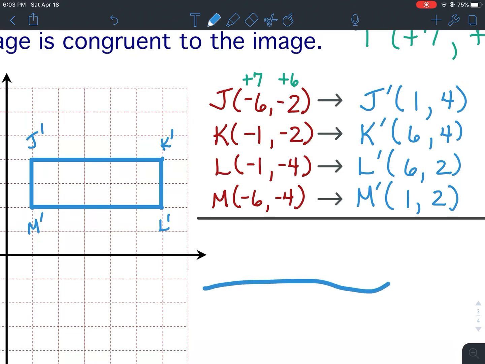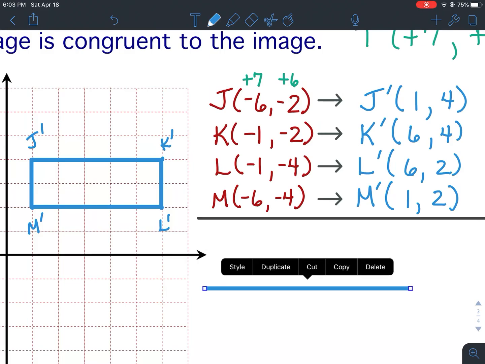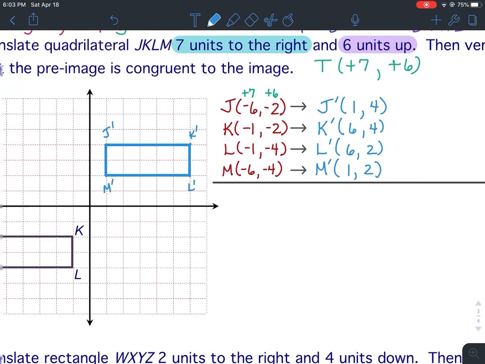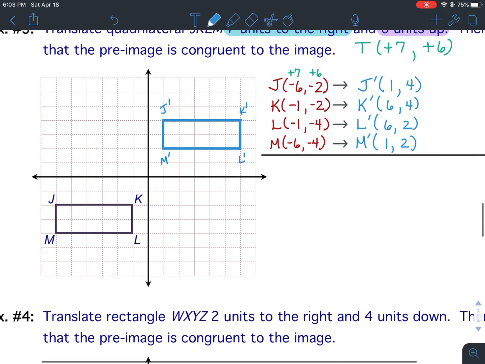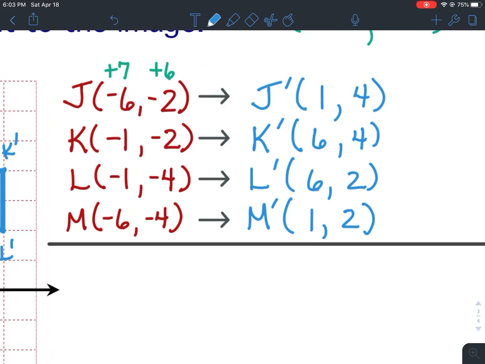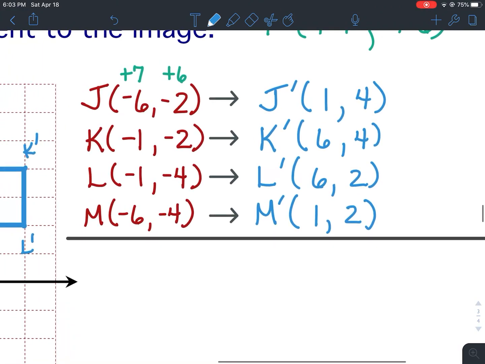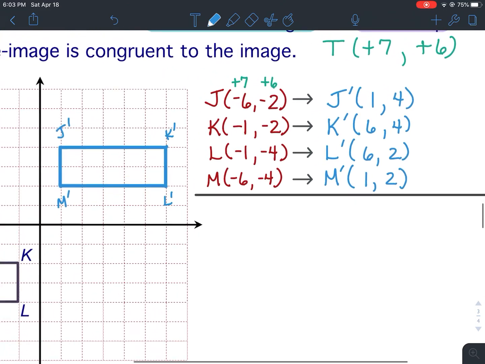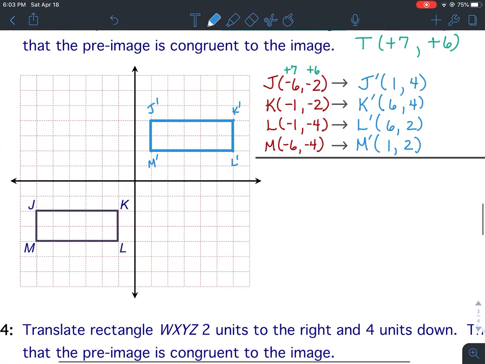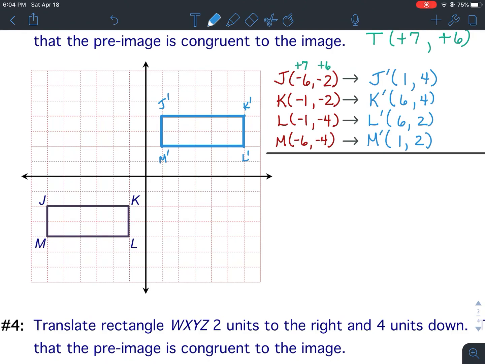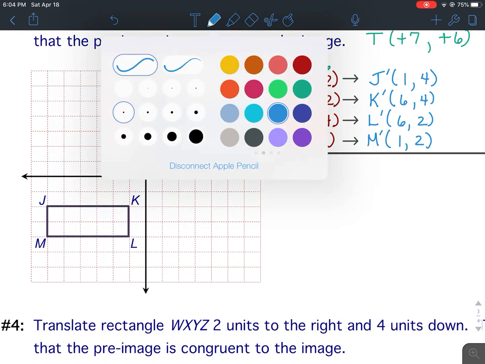By putting your pen, even if it's a little bit, if you just hold it there, it'll make it a straight line. Okay, so let's double check to make sure we are correct. We found our J prime, K prime, L prime, M prime by adding 7 to the x coordinates and 6 to the y coordinates. We went ahead, we plotted and labeled it. When you label it, do not forget your prime symbols.